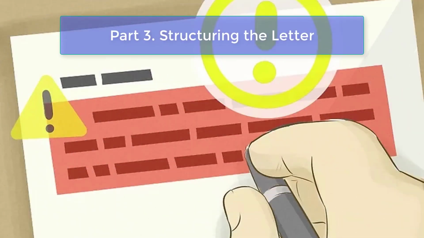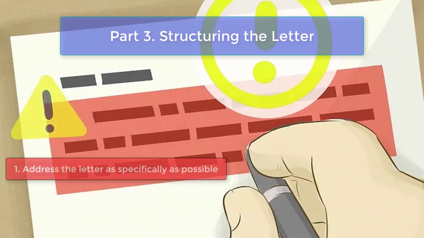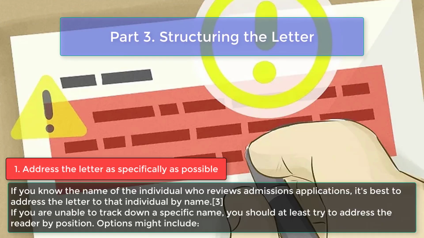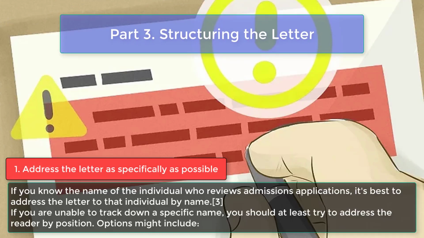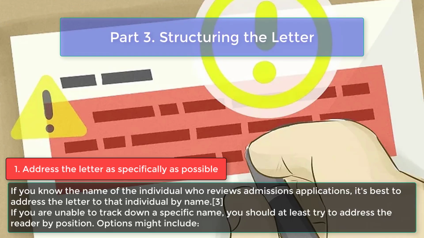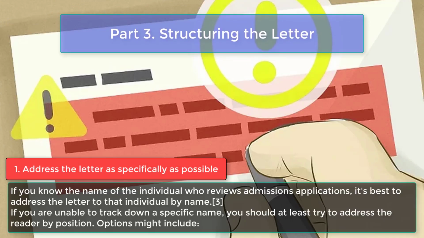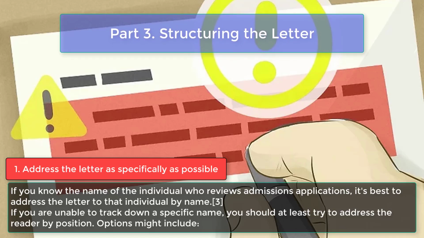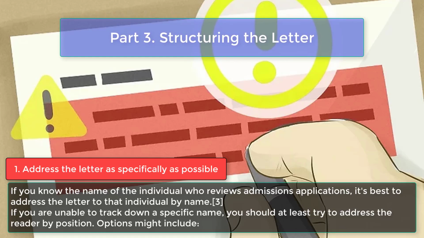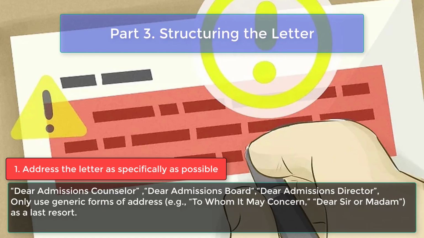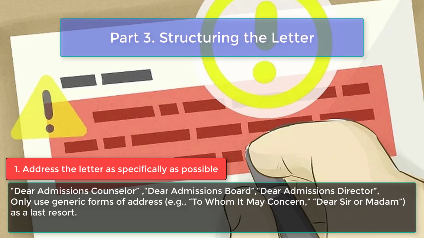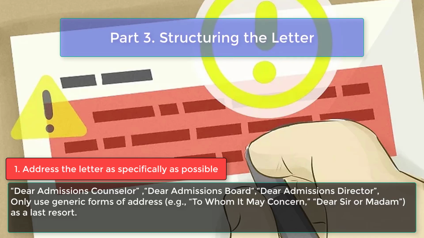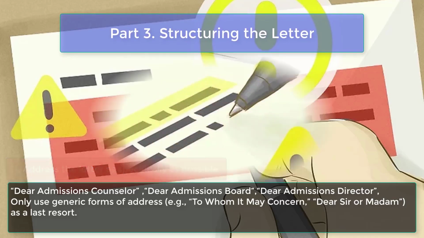Part 3. Structuring the letter. 1. Address the letter as specifically as possible. If you know the name of the individual who reviews admissions applications, it's best to address the letter to that individual by name. If you are unable to track down a specific name, you should at least try to address the reader by position. Options might include, Dear Admissions Counselor, Dear Admissions Board, Dear Admissions Director. Only use generic forms of address, e.g., To Whom It May Concern, Dear Sir or Madam, as a last resort.